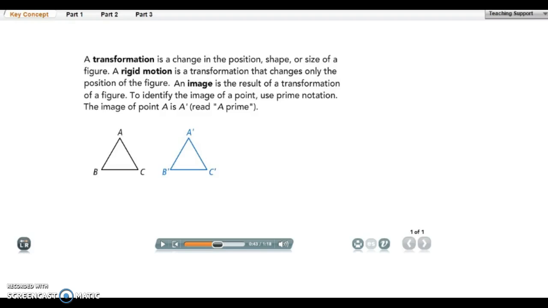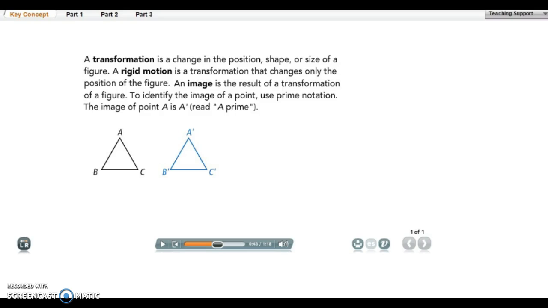This is the video for 9.1, which is translations. First, we're going to talk about what a transformation is. It is a change in the position, shape, or size of a figure, and a rigid motion is the transformation that changes only the position of the figure.